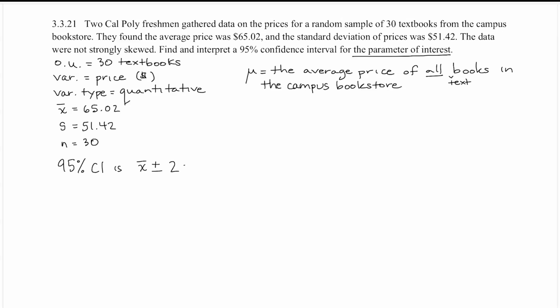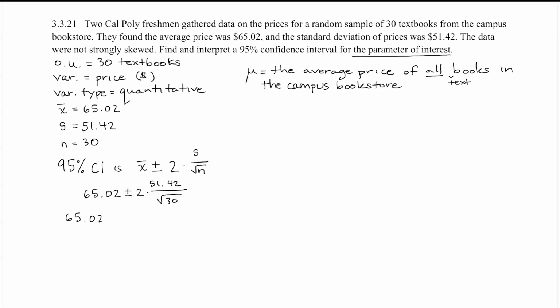All right, so to create our 95% confidence interval, that is the statistic x-bar, plus or minus a multiplier of 2 because we're doing 95% confidence, the 2SD method, times the standard deviation of the statistic, or the standard error, which is s, the sample standard deviation, over the square root of n, the sample size. So we're going to plug all the pieces in. 65.02 plus or minus 2 times 51.42 divided by the square root of 30. That is the sample size in this case.